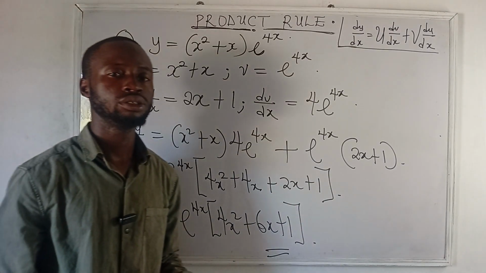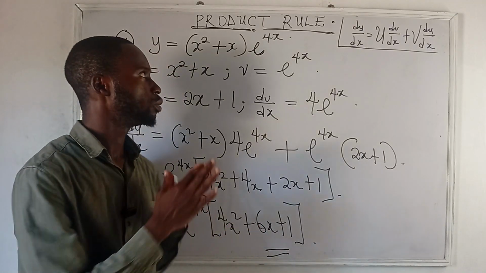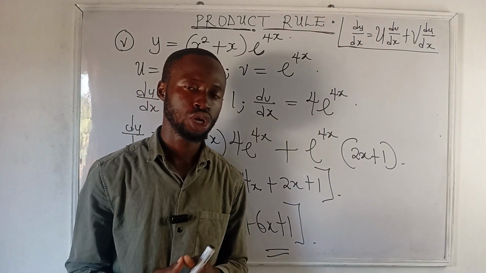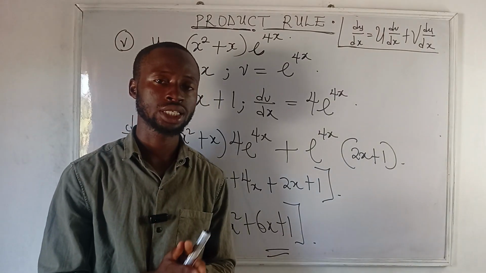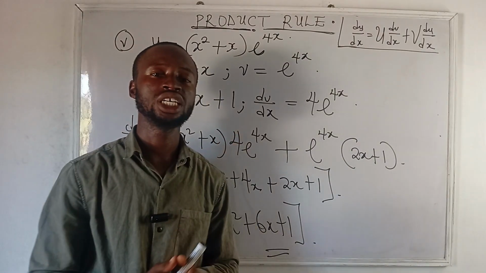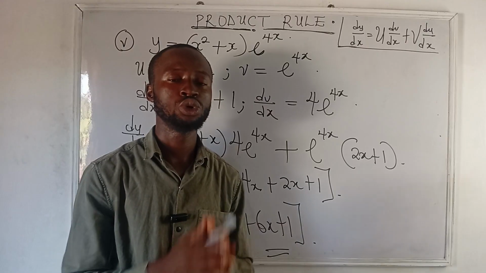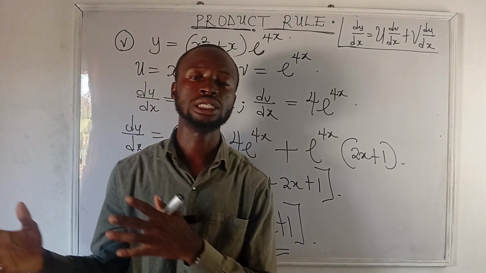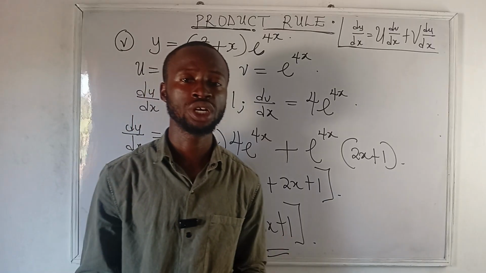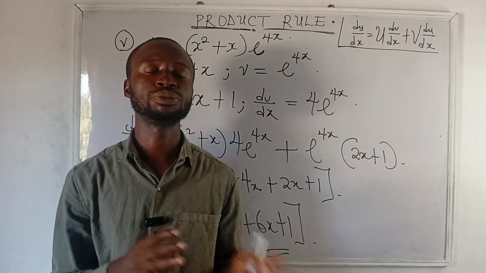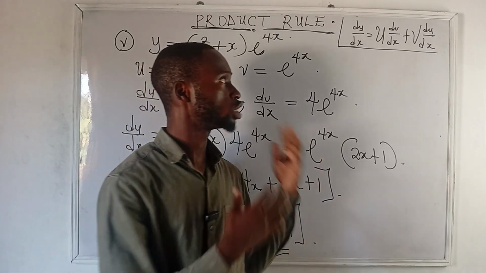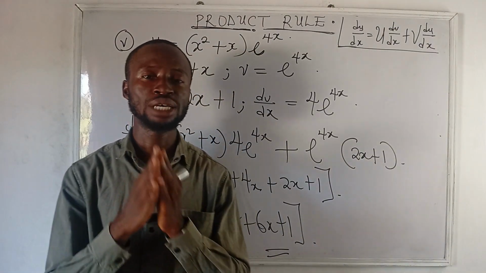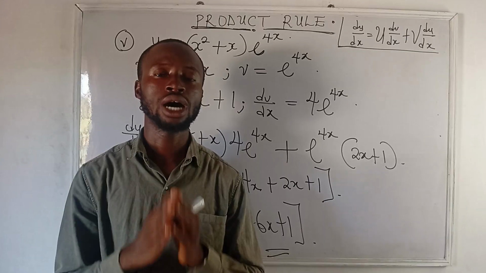Now, the fact about product rule is that before you can decide to use product rule, endeavor to be sure that the question that you are given is a product of two functions. So it could be polynomial and a logarithmic function, it could be polynomial and a trigonometric function, or even an exponential function. So make sure that it's a product of two functions, then you can solve using product rule. But if it's not a product of two functions, then product rule is not applicable.